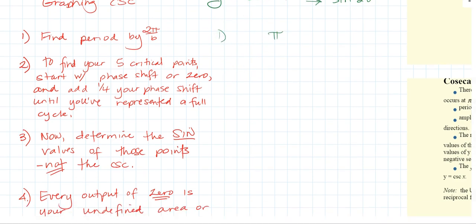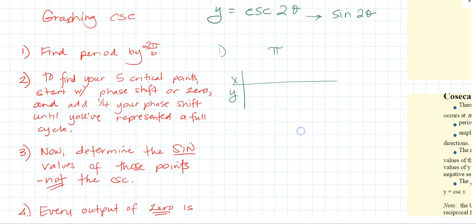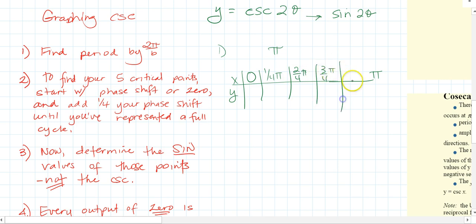Then step 2, find your 5 critical points, just like we always do. Start with your phase shift or 0. There is no phase shift, so I'm going to start with 0. And I'm going to go to pi. So because I need the 5 critical points plus 0, I just take 1/4 of pi, and that's what I'm dividing by. So it's 1/4 pi, 2/4 pi, and you can simplify if you want, 3/4 pi, and this is 4/4 pi, right? Or 1 pi.